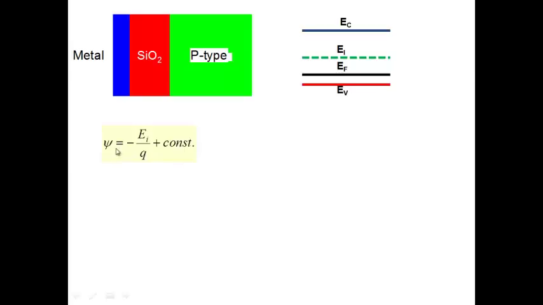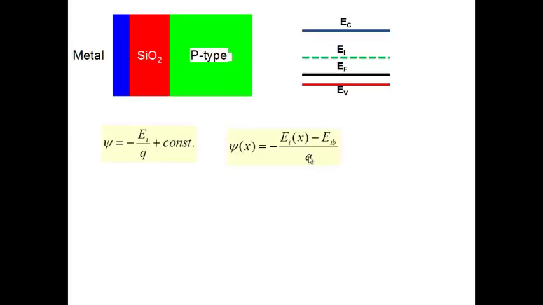So in this case, psi is minus EI by Q plus constant, and the reference that I'm going to choose is EIB by Q. EIB is what? The intrinsic level in the bulk. Note that this is the surface here, and the bulk means far away from the surface. EIB by Q is what I'm choosing as a constant, because when you go far away, the intrinsic level is going to be there where it is, nothing is going to change. All right. So we are taking this as a reference level.